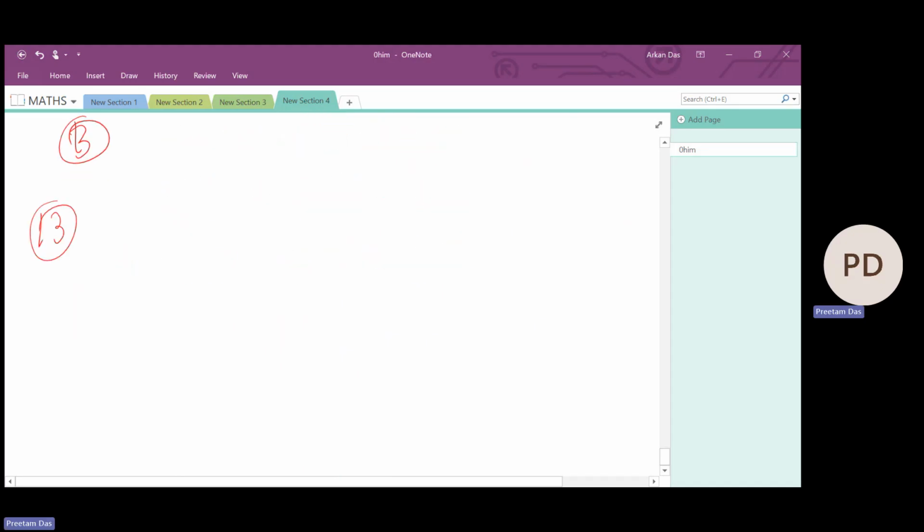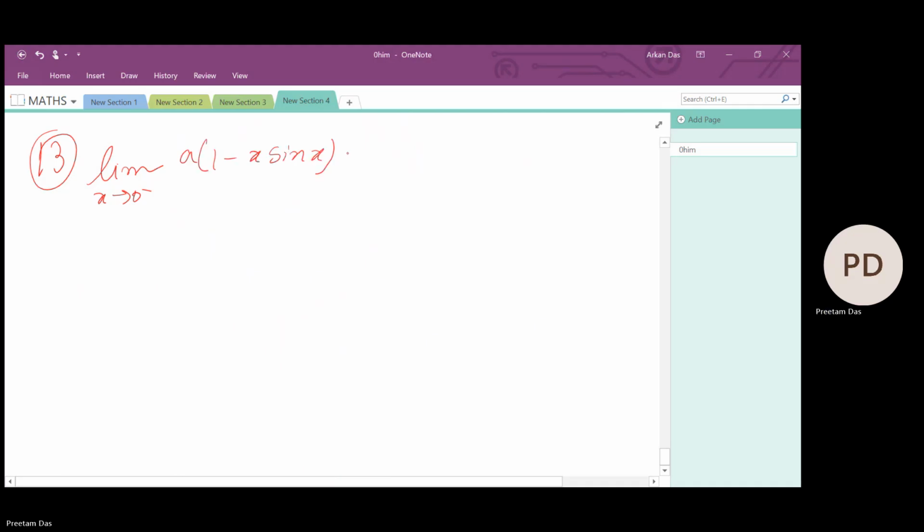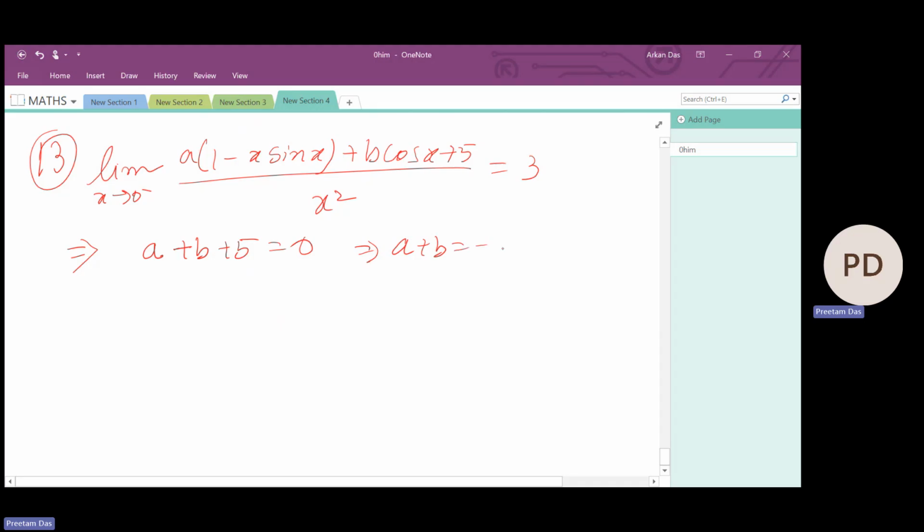13th one, let us see. Now they have given a limit is 3 and you have to find the value of the unknown quantity. It's a very common type of question. The limit of a(1 minus x sin x) plus b cos x plus 5, divided by x square, is given to be 3. Since the limit exists, it should be in one of the indeterminate forms that we know. The denominator is 0, so the numerator should also be 0. Now what if you put x as 0 there? You'll get a plus b plus 5. This should be 0. This is the first condition that you need. So that means a plus b equal to minus 5.